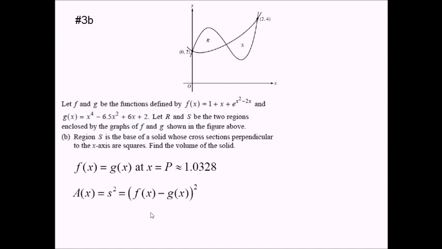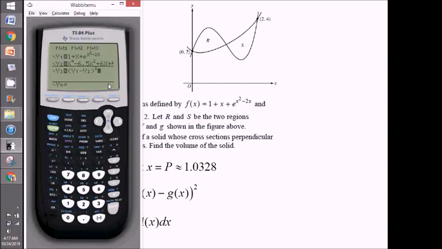Now I'm going to go ahead and set up my integral. So my volume, that's going to be the integral from P to 2 of this A of x that I just wrote with a little dx after it. Time for the calculator again. To make this a little less ungainly on my calculator, I'm going to do y3 for my area function. This is just f of x minus g of x, y1 minus y2, all that squared.